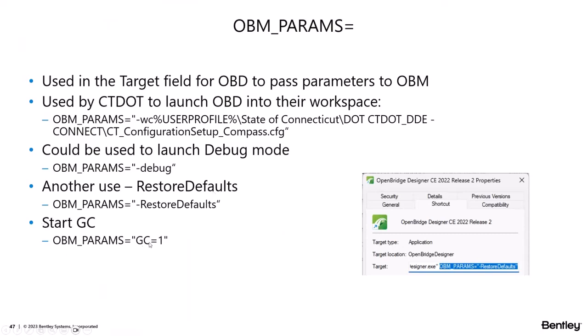Or, this one came up last week. Somebody emailed me and said, hey, I'm using Designer. I'm testing out some generative components that have been created. How do I force Designer to launch GC for me? So I was able to just use this OBM params equals GC equals 1, and that was able to do it for me.